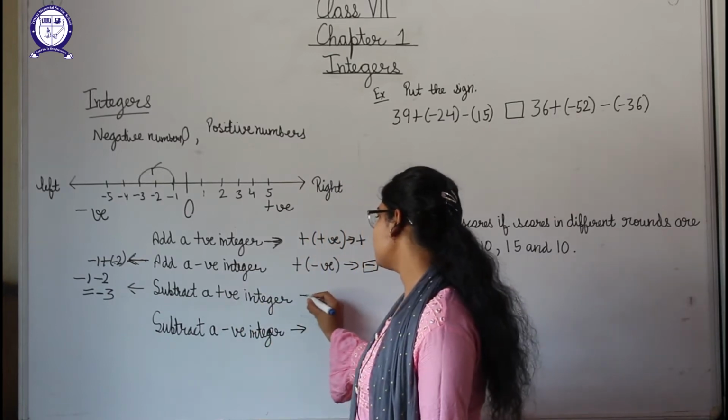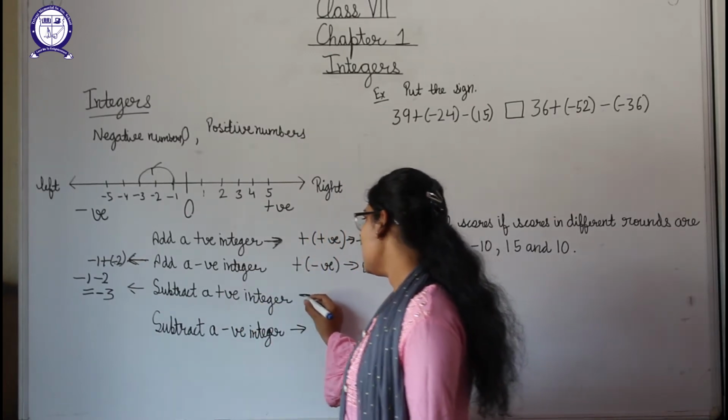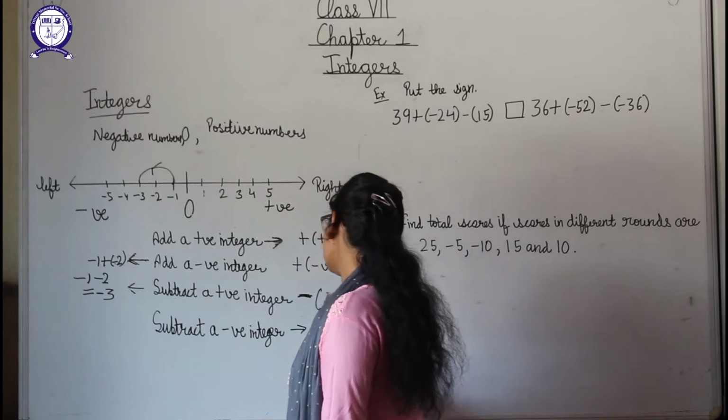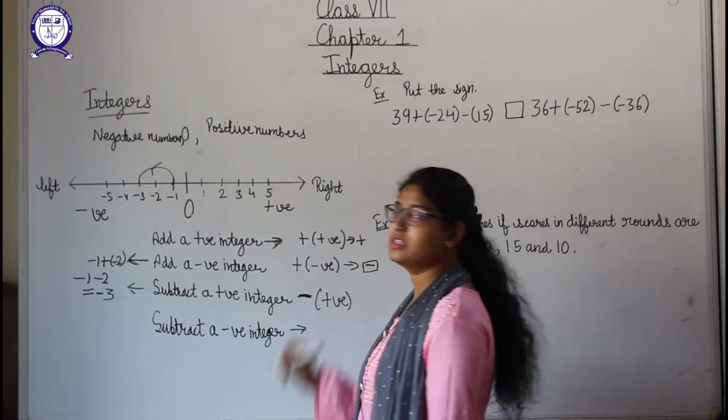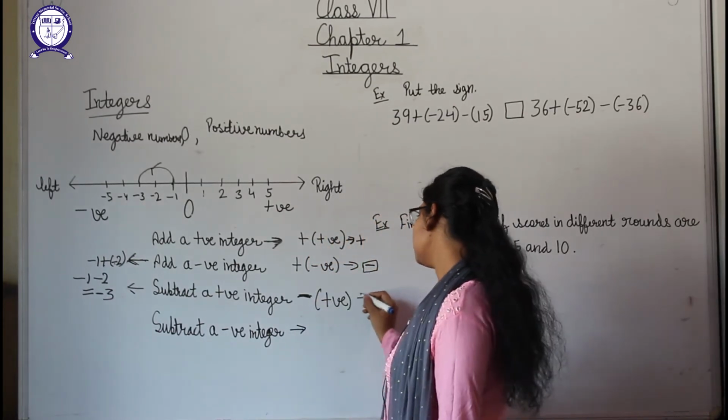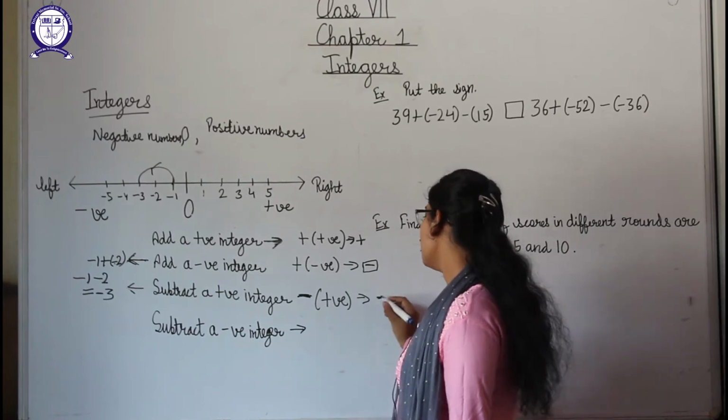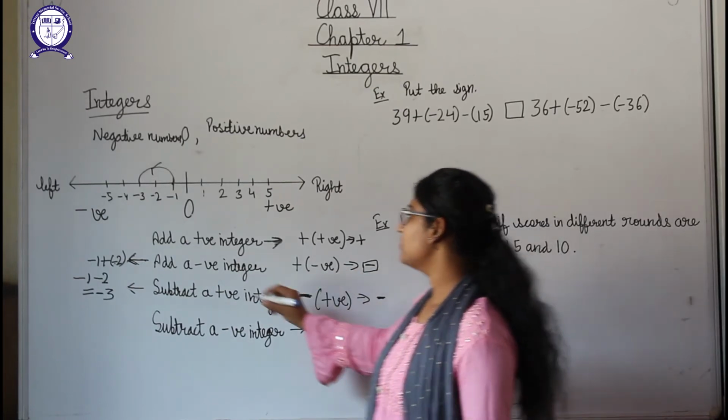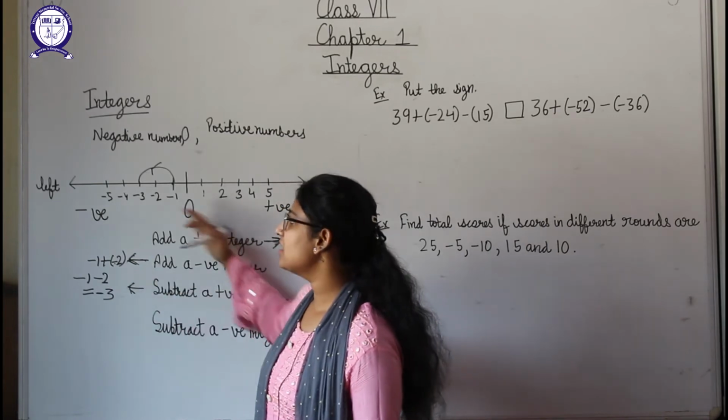Okay, now the third one is subtract a positive integer. What do we have to do? We have to subtract, means minus sign, and the integer here is positive. So plus minus gives us minus sign, as I told you. Again we are getting minus here, so we will move towards the left side.